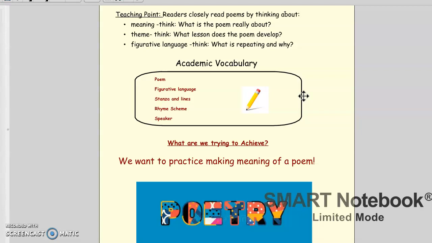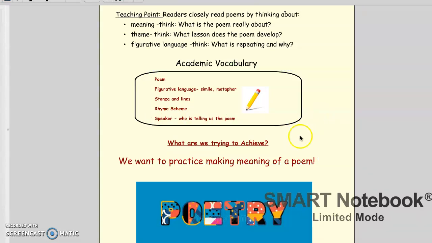So here is the academic vocabulary that you will hear me say as I go through this lesson with you. So we have poem, and poems have lots of figurative language. We know that figurative language is simile, metaphor. These are all examples of figurative language. Okay, simile and metaphor we're very familiar with. Then we have stanzas and lines. So I'll explain more about what those words mean. Then we have a rhyme scheme and we have a speaker. Speaker is basically who is telling us the poem. So who's speaking to the reader.